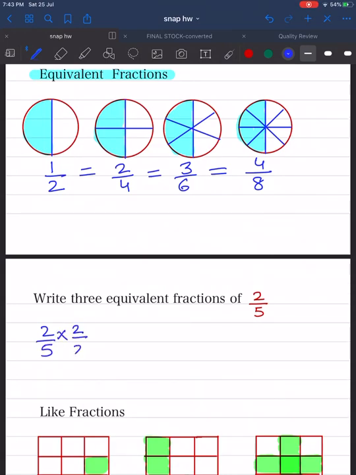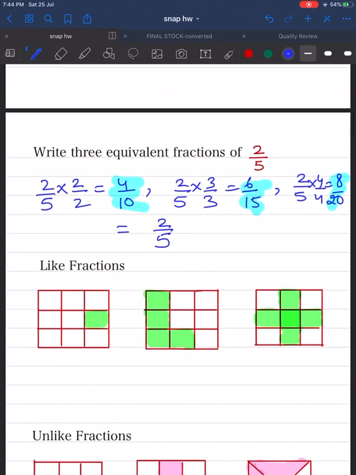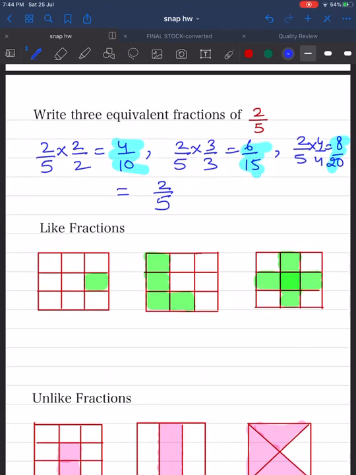So here we multiply 2 on 5 by 2 on 2 and we get 4 on 10. Then we multiply 2 on 5 by 3 on 3 and we get 6 on 15. And then we multiply 2 on 5 by 4 on 4 and we get 8 on 20. So here 4 on 10, 6 on 15 and 8 on 20 show the same value and that is equal to 2 on 5. So they are equivalent fractions.